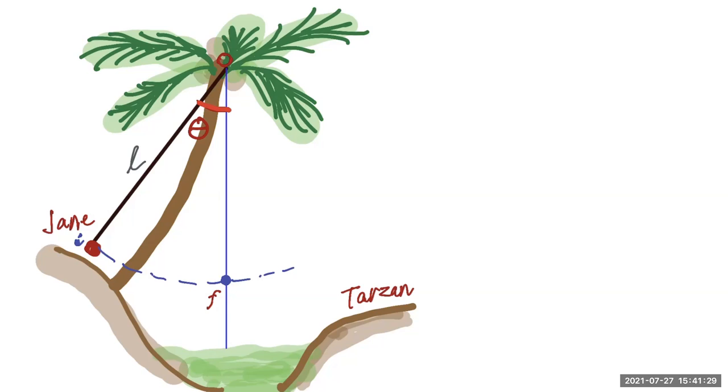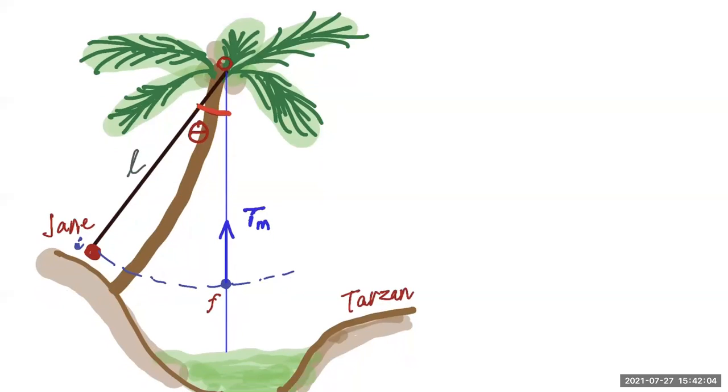To do so, we need to analyze the forces acting on Jane when she is at the bottom of the swing. So we have a tension, right? We have a tension pointing upwards. That's T. I'm going to draw that. That actually is T maximum, the maximum tension. And at the same time, there's gravity pointing downwards. Okay, gravity pointing downwards. And that's mg.